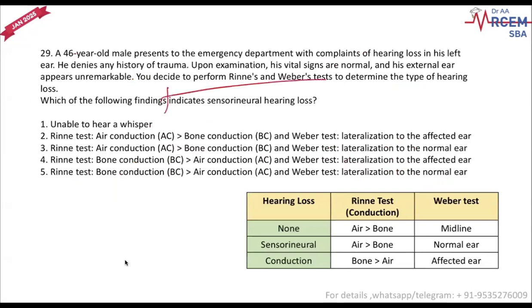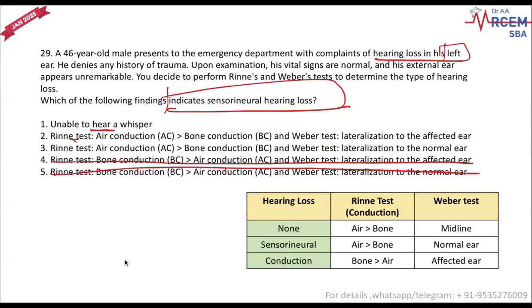Which one of the following is indicative of sensory neural deafness? They're asking. In sensory neural deafness, first we need to see which side is affected. So hearing loss in the left side is affected. In the left side affected, first Rinne's test is sensory neural, so air conduction should be better than the bone conduction. Rest of the following I'll rule out. This one is ruled out. This one is ruled out.